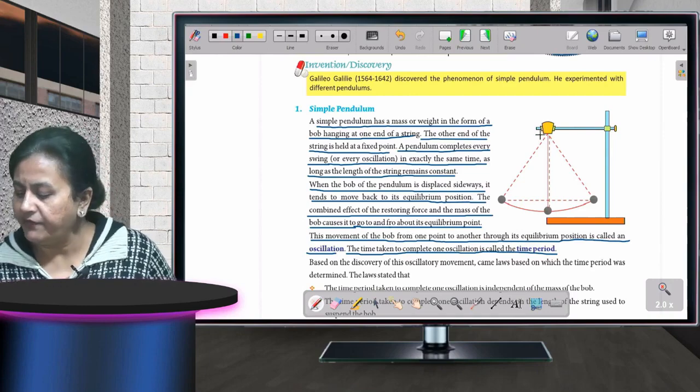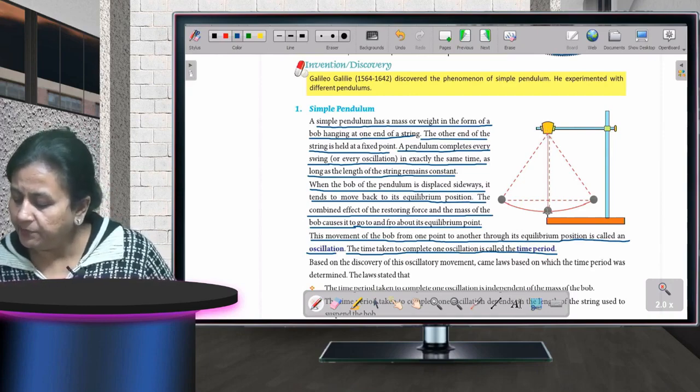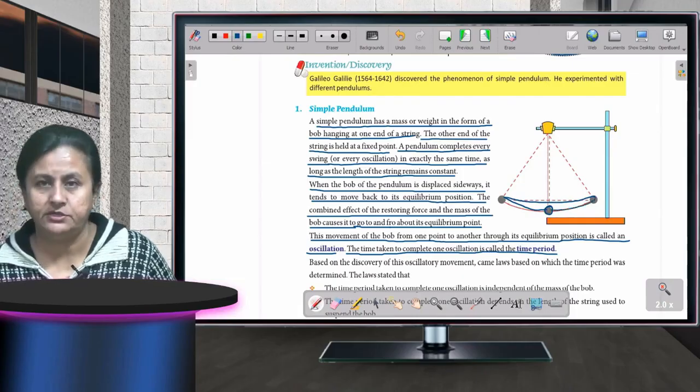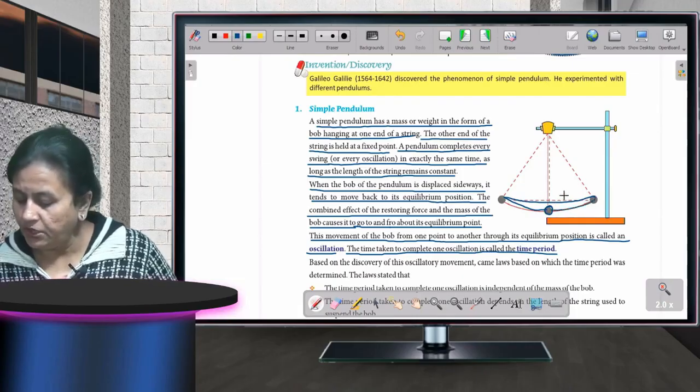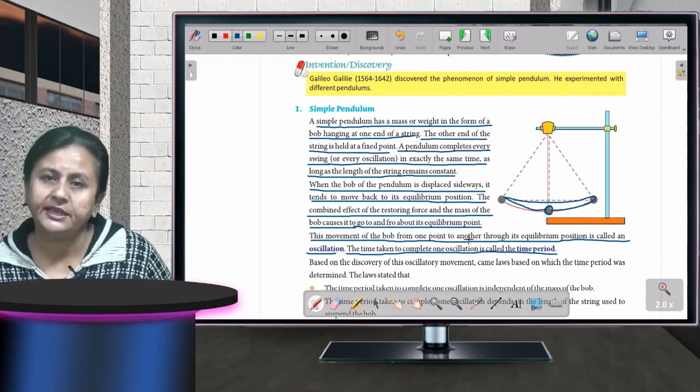Okay. Now, you can see the string is there and the metal bob is here. If we move it, it will go this way, then this way, and this way. This is called one oscillation. Okay. So the time taken to complete one oscillation is called the time period. Fine, children?